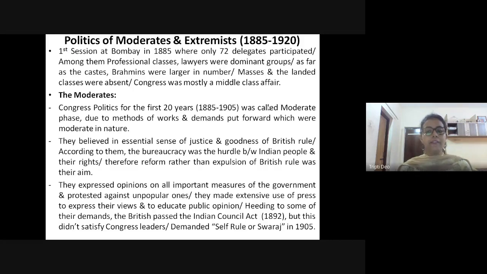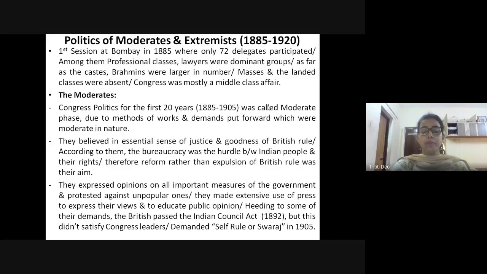From 1885 to 1920, what was the role and the nature of the moderates? The first session at Bombay in 1885 had only 72 delegates participating. Both moderates and extremists were part of the Indian National Congress. There were two divisions, basically. They were not two clear divisions, but on one hand there was a moderate group of leaders, and on the other hand the extremist group of leaders. We will see how extremists really came in later. When it all started, it was just about 72 delegates that got together in the first session of the Indian National Congress at Bombay.